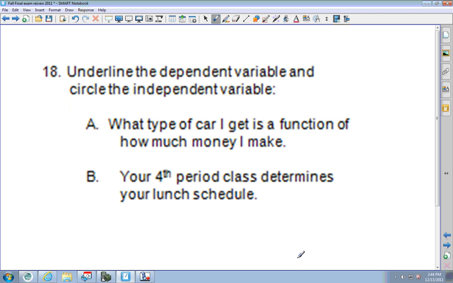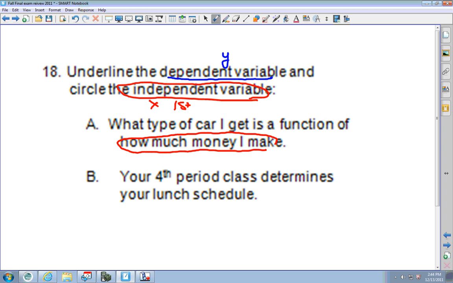Number 18. Be very careful on these instructions on your test because you want to make sure it says underline the dependent and circle the independent. Now remember, independent is your x, dependent is your y. Independent is the thing that happens first. Okay, what type of car I get is a function of how much money I make. Well, the first thing you need to do is make money. You have to have money before they will let you buy a car. And then you get to figure out what kind of car.